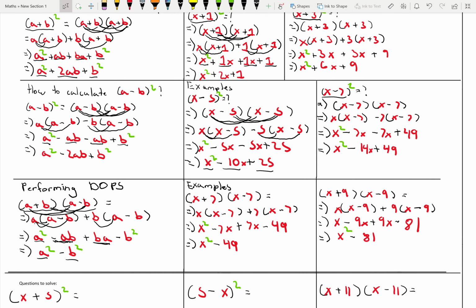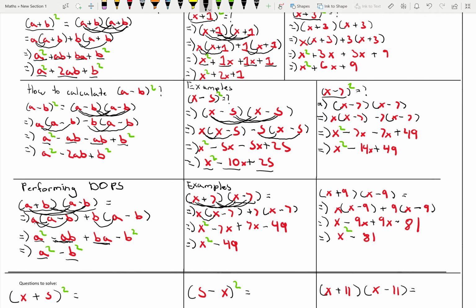Let's try it again with another example. So x plus 7 times x minus 7. We use the distributive law. We multiply x with x, and then x multiplied by negative 7. And then you add that with 7 multiplied by x and 7 multiplied by negative 7.